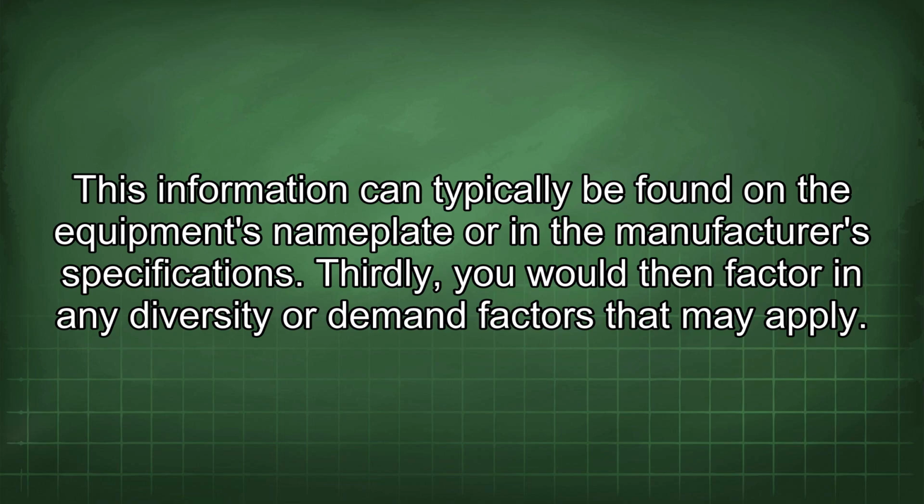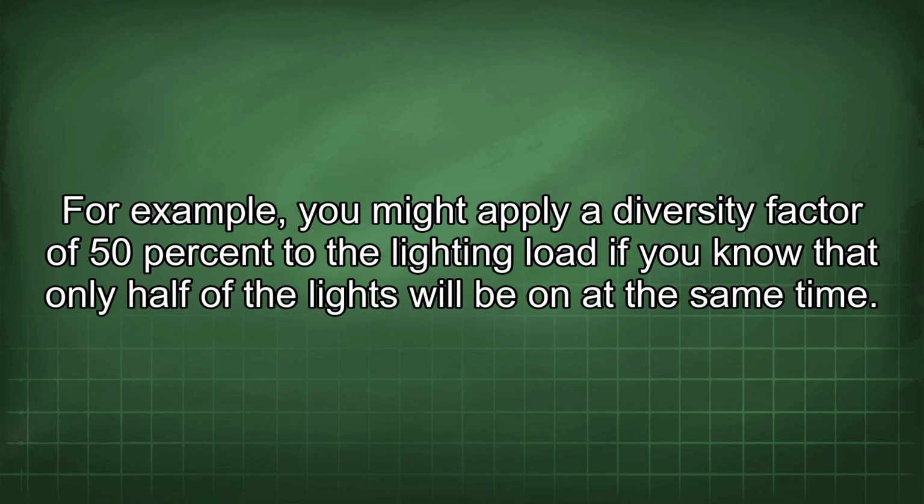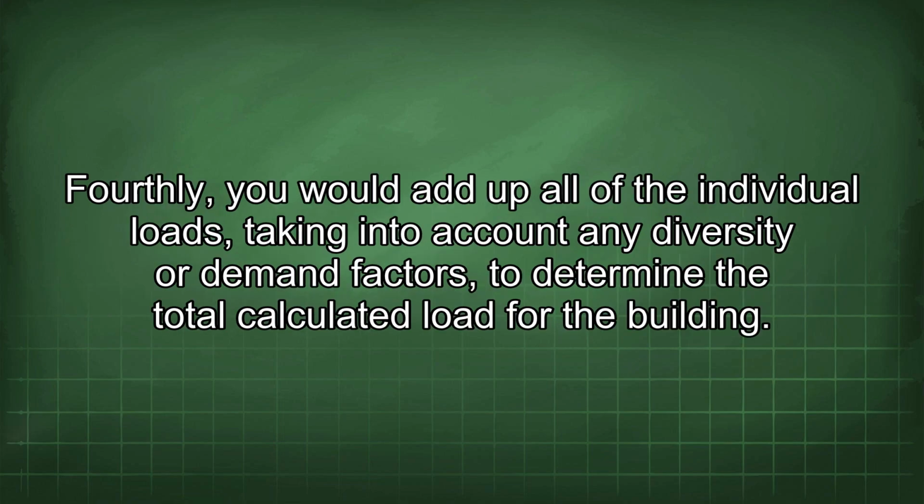Thirdly, you would then factor in any diversity or demand factors that may apply. For example, you might apply a diversity factor of 50% to the lighting load if you know that only half of the lights will be on at the same time. Fourthly, you would add up all of the individual loads, taking into account any diversity or demand factors to determine the total calculated load for the building.